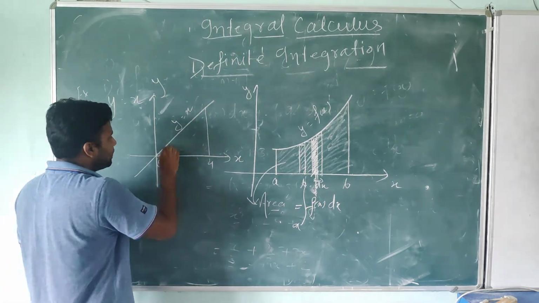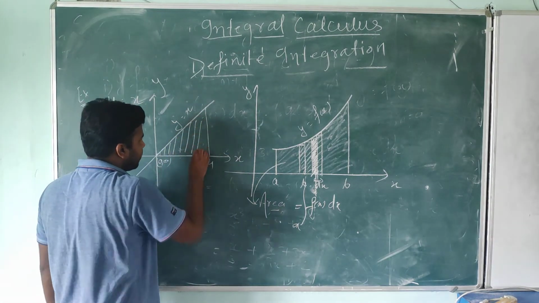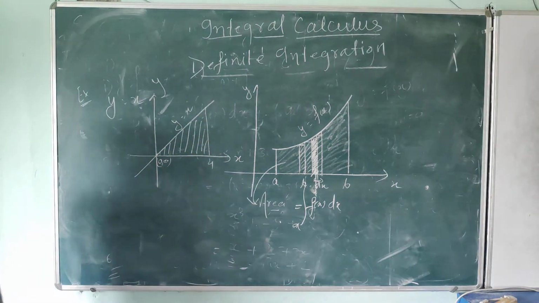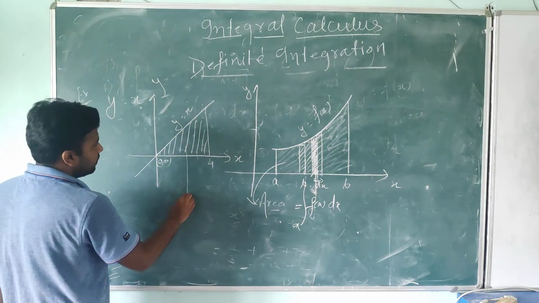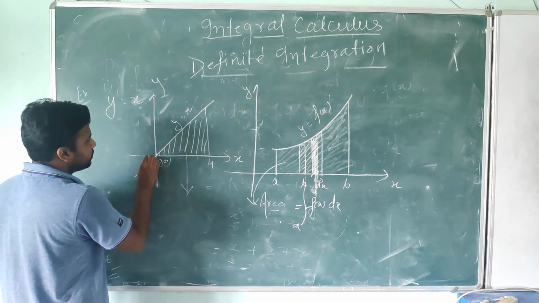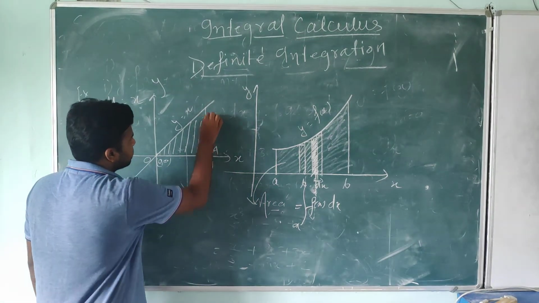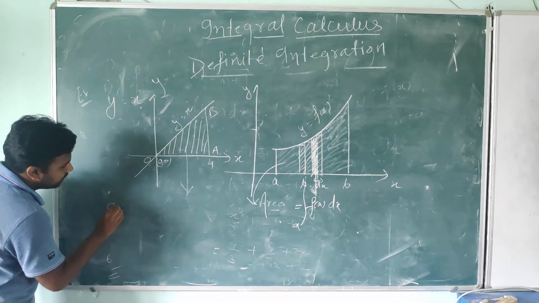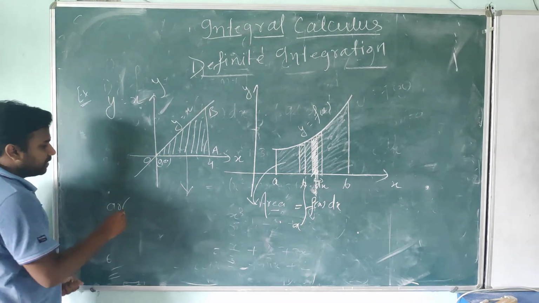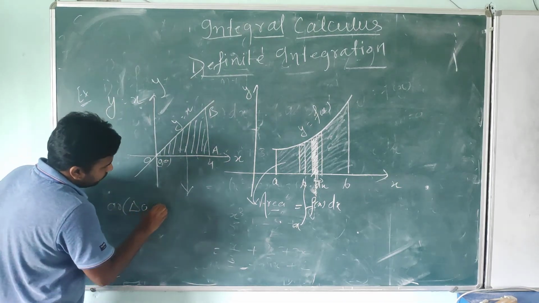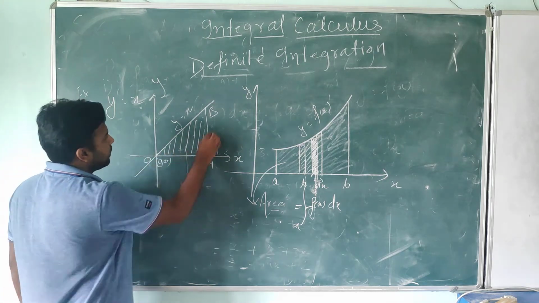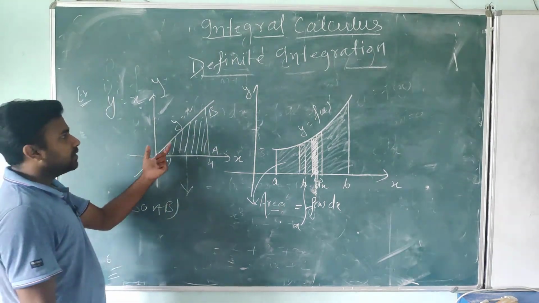So if we want to find this shaded area, how will we find it? Look at this area. I am giving names: this one is O, this is A, and this one is B. So we want to find the area of triangle OAB, the area under this graph.